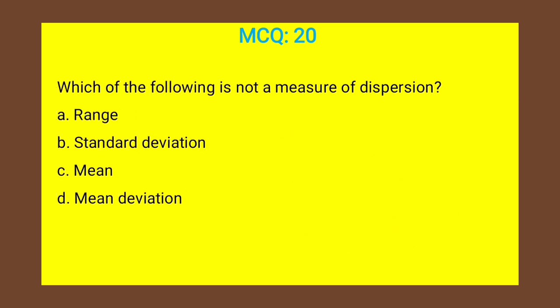Then lastly, which of the following is not a measure of dispersion? Measure of dispersion, we are talking about the spread or the variability of the data. You have the range. Which of the following is not a measure of dispersion? A, range. B, standard deviation. C, mean. Then D, mean deviation. So what do you think is going to be the answer? It's certainly that the mean is not part of the measures of dispersion, because the mean is an element of central tendency. So the mean is going to be the answer in this case. So that is a measure of dispersion.